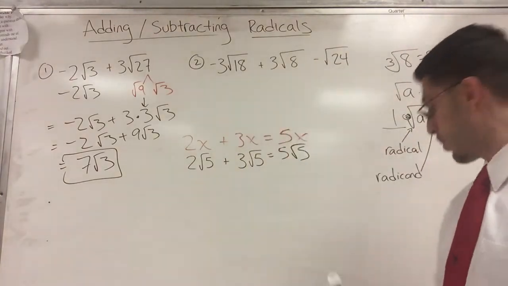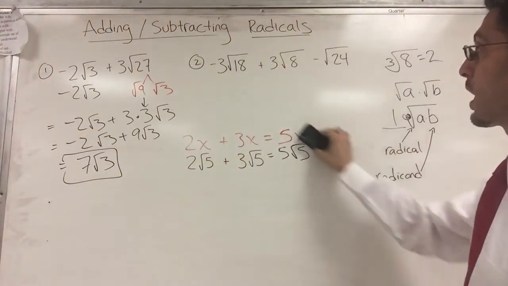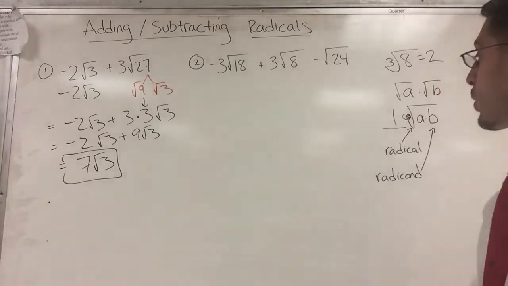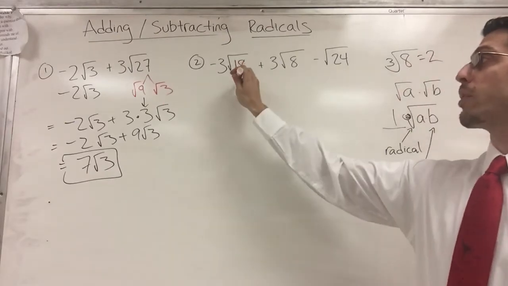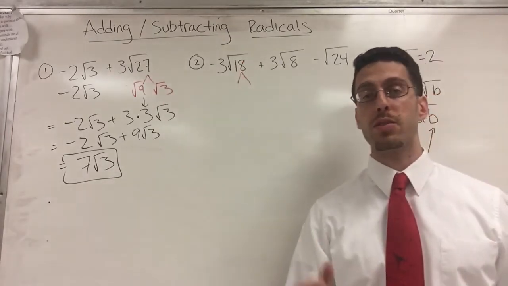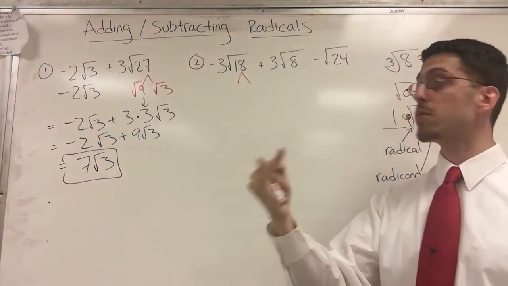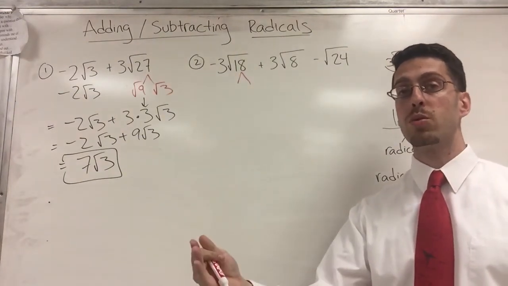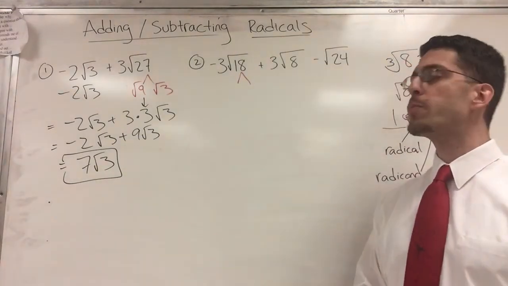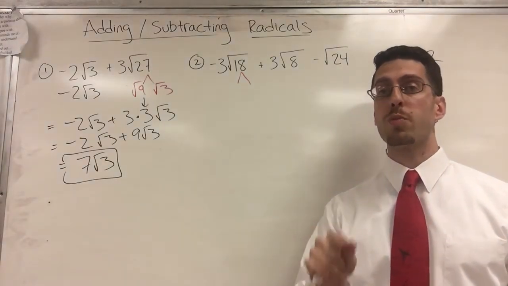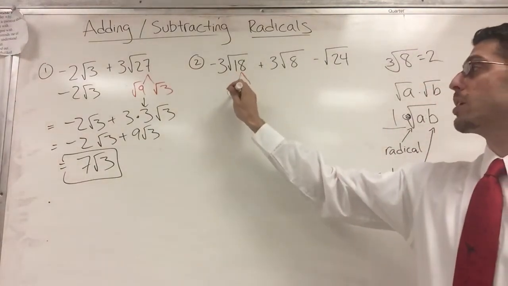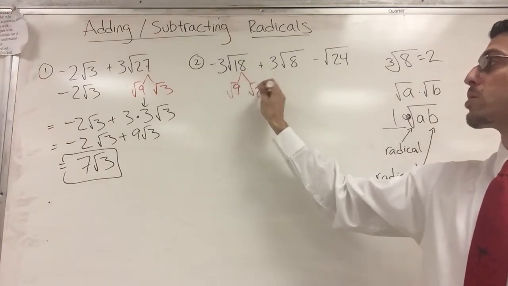So, I'm going to clear some space, and I got 18, 8, and 24, and none of those are the same. So I'm going to try to break it down. Now if I break down 18, my options of factors are 6 times 3, or 9 times 2, or 18 times 1. So which pair do I choose? If you were listening, you choose the pair with the largest perfect square. So that's going to be 9 times 2.